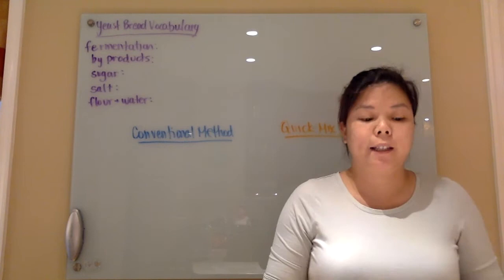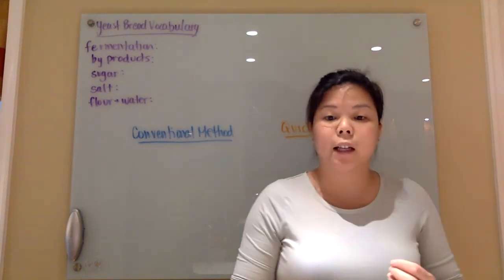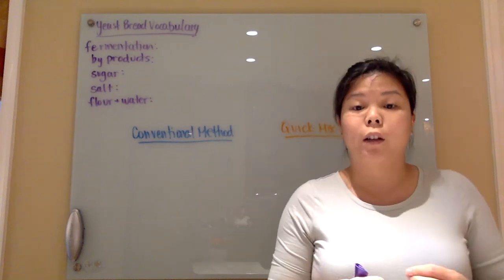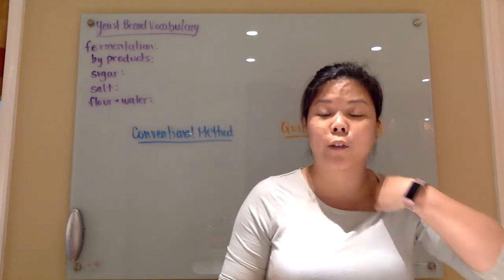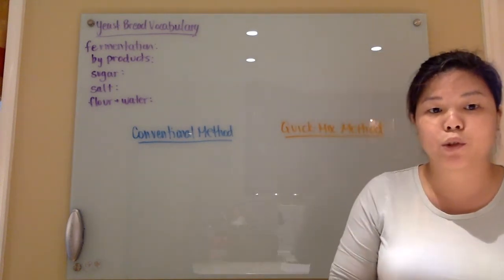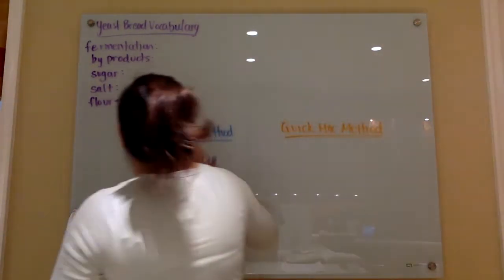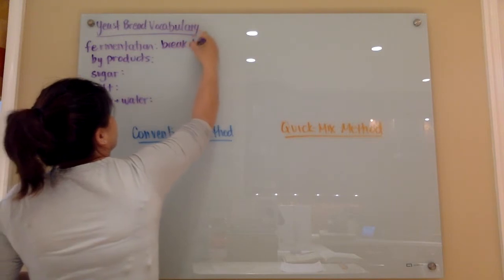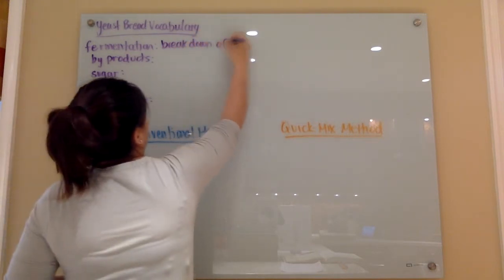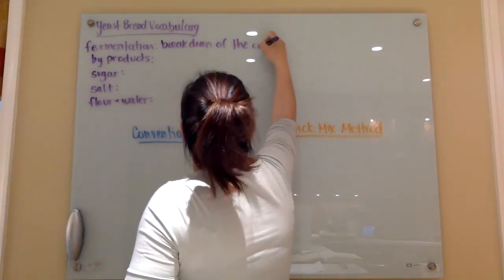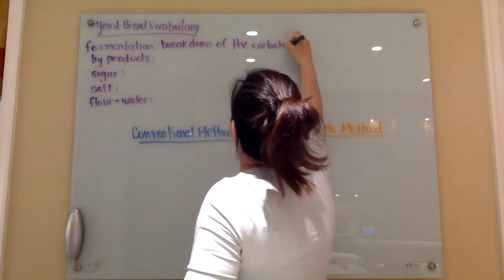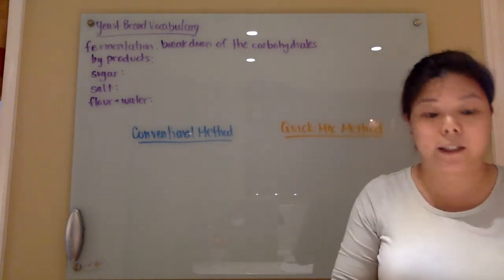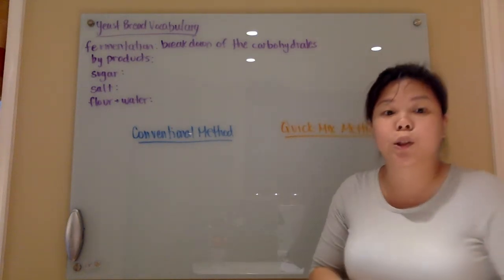This is when the yeast and the enzymes start to work together and they break down the carbohydrates within all the ingredients, and this is what we call fermentation. And they actually produce two byproducts. So fermentation is the breakdown of the carbohydrates, and we're using the yeast to do this, and the enzymes that are found within the yeast. And they produce two byproducts.